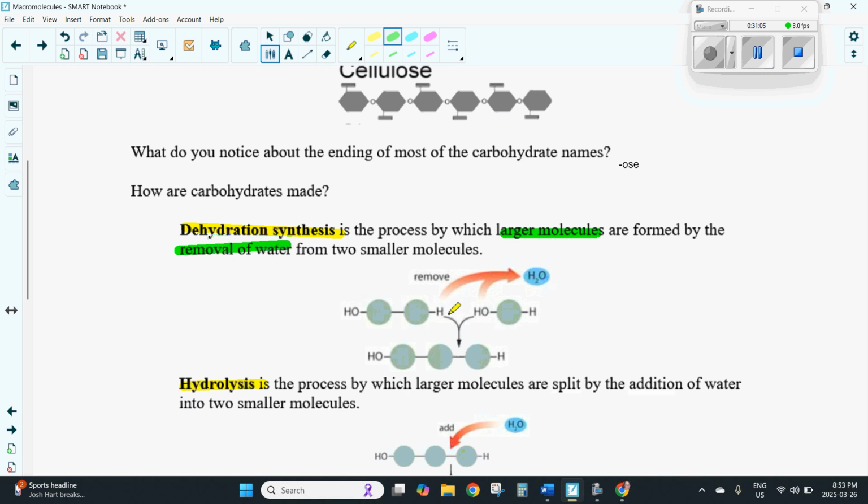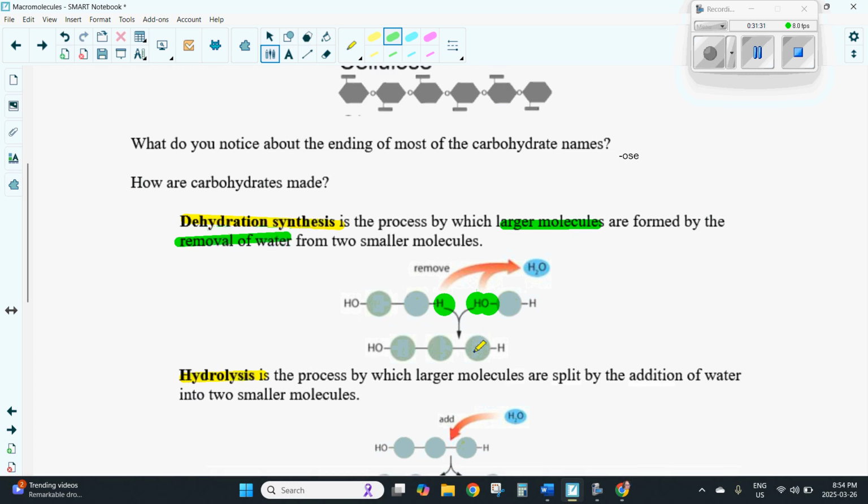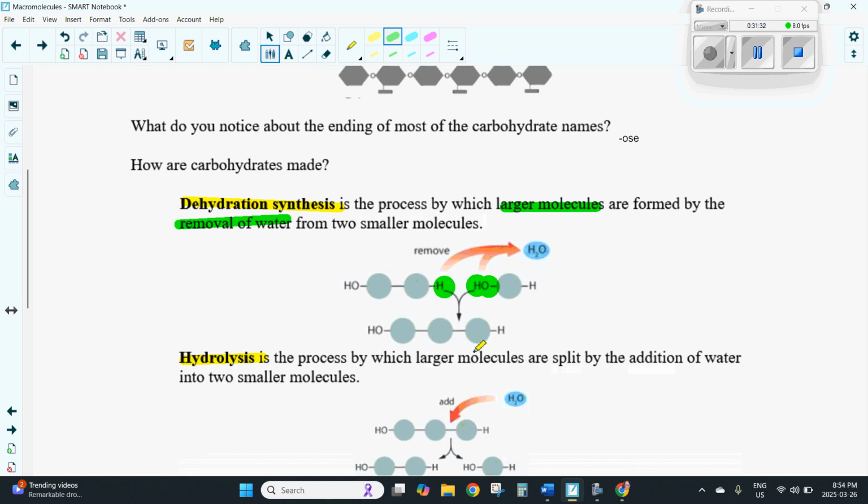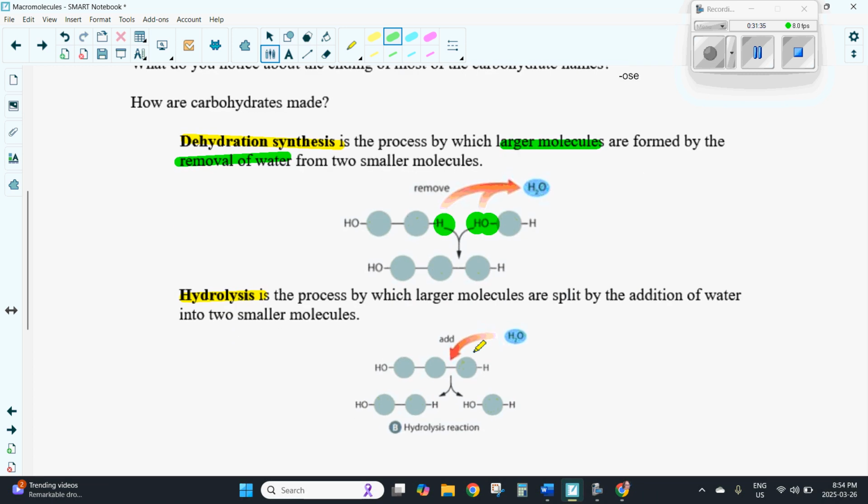So if you see here, you have an H on this side and an OH on this side. If you get rid of those two things, then they combine together to make water. And now this left-handed compound and this right-handed compound have a bond that's missing. That means that that's unstable. So the remaining components here and the remaining components here are going to join together to create a stable molecule, which is a bigger molecule. Typically, this reaction doesn't happen near as much as the hydrolysis reaction.